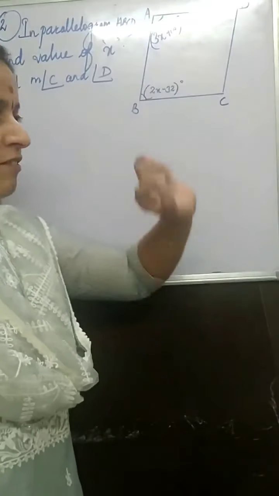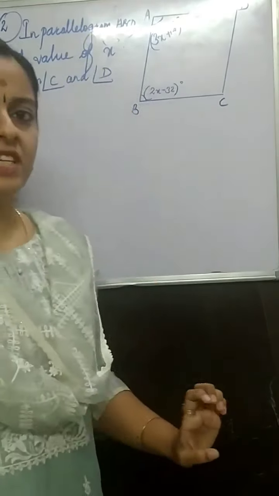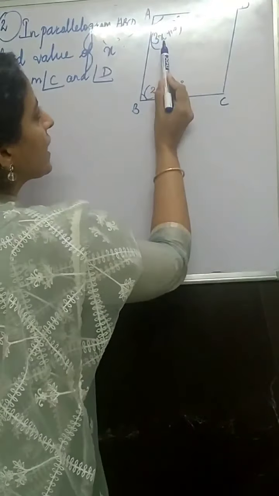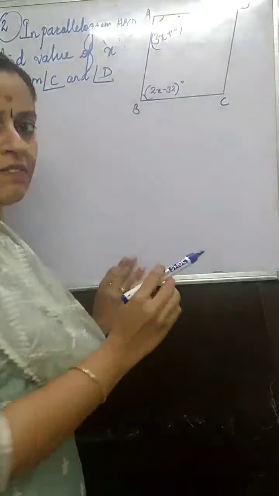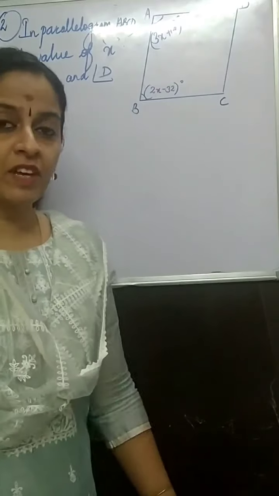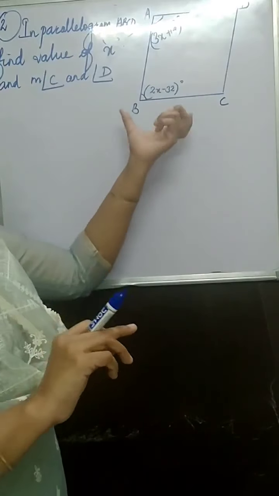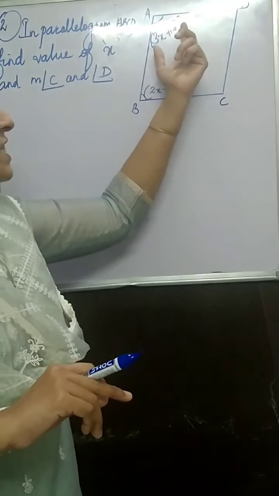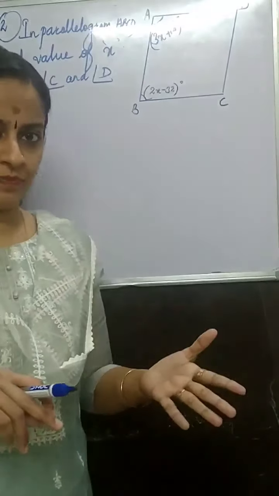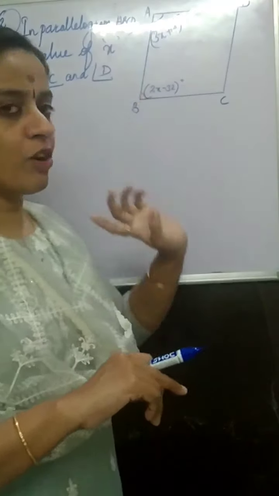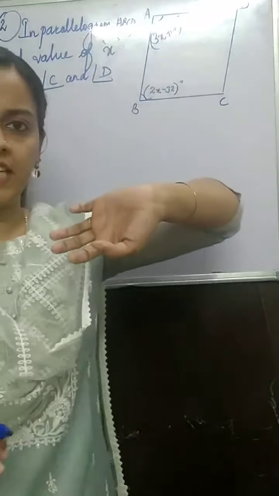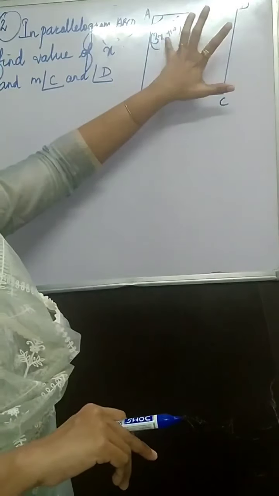Again a quadrilateral, which is a parallelogram. They have given in the question: in parallelogram ABCD, measure of angle A is 3x plus 12, given in the form of an equation with the help of a variable. Measure of angle A is 3x plus 12 and B is 2x minus 32 degree. Question is, find the value of x and find the measure of angle C and measure of angle D. So let us find out the value of x.